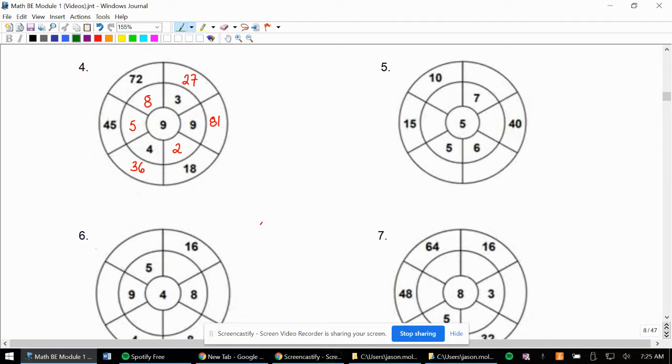Number 5 has 5 times facts. 5 times 7 is 35. 5 times something is 40. 8. 5 times 6 is 30. 5 times 5 is 25. 5 times something is 15. That would be 3. And the last one is 5 times 2 is 10.